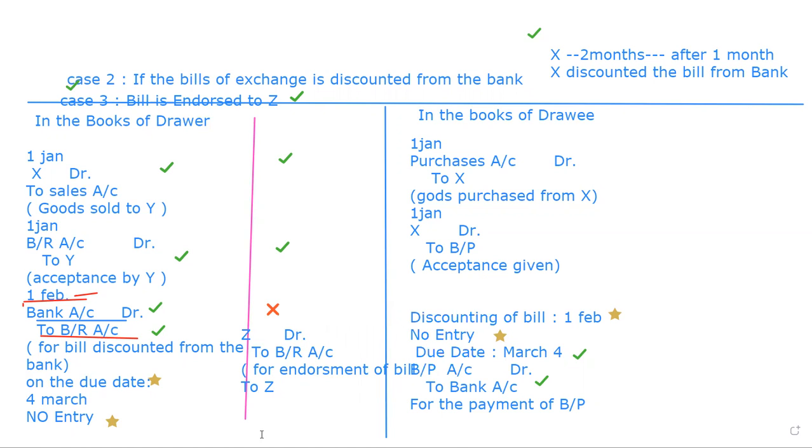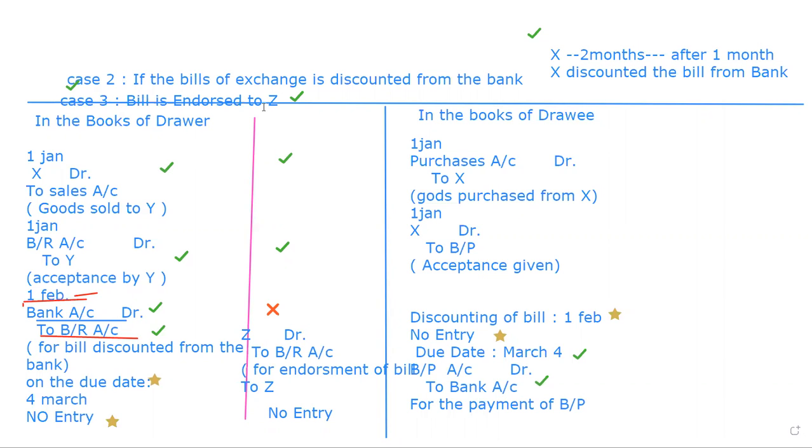And again, on the due date, there will be no entry. On the due date, there will be no entry because the bill is already endorsed by X to Z in the place of bill discounted. Now the entry of bill discounted is not to be done, but instead of this, the entry of the endorsement is to be done. I'm repeating once again.